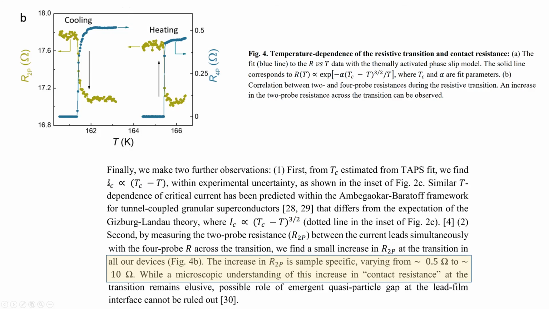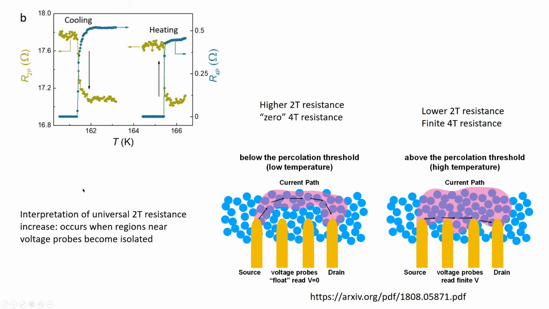superconducting transition. Now, I would argue that there's a very natural explanation for this coinciding of two-terminal changes in resistance and this apparent onset of superconductivity. Four-terminal zero resistance state could come if the leads themselves become isolated from the current path.